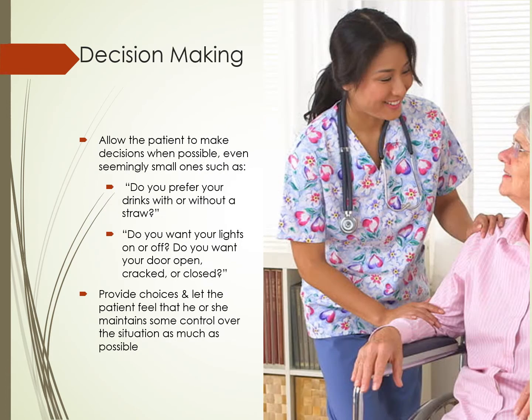Things you can do to help your patient who is feeling a loss of control are to allow the patient to make decisions whenever possible, even seemingly small ones. All of that is going to help. So let them make decisions like, do you prefer your drinks with or without a straw? Do you want your lights on or off, or do you want your door open, cracked, or closed? If you provide choices, the patient feels that he or she maintains some control over the situation as much as possible.